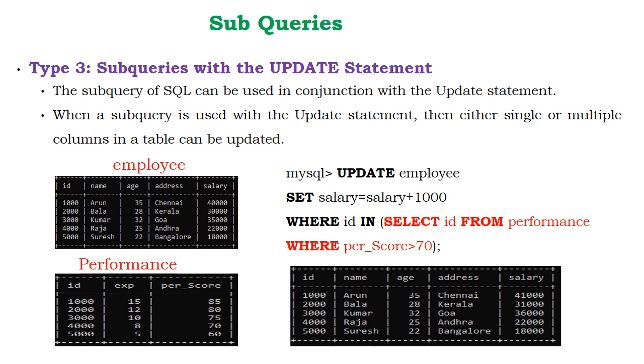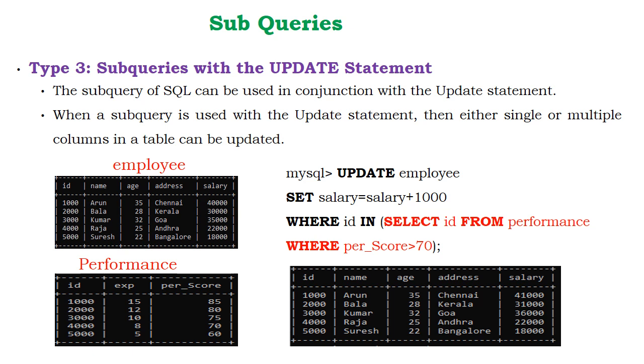For example, just consider two tables, employee table and performance table. So here we are going to display the result. What is the question here? Those whose performance is greater than 70 are going to be given a bonus amount of 1000 rupees along with their salary.